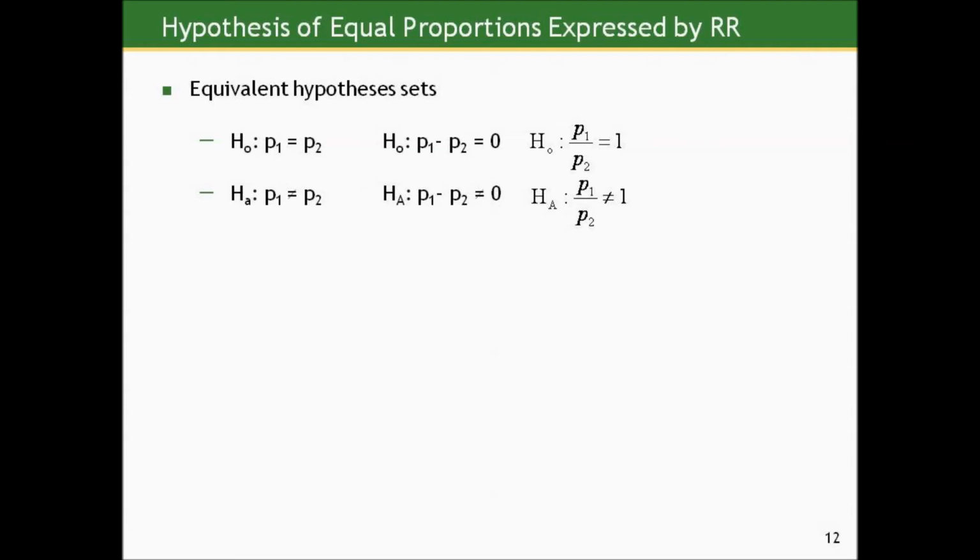Another way to say this null is that the difference, P1 minus P2, is 0. Another way to say the exact same thing is that P1 divided by P2 is 1. Each of these nulls is only true if the others are true and vice versa. They're all the same statement, the same hypothesis, quantified in different ways. So testing whether or not the proportions are equal is equivalent to testing whether the risk difference is 0, which is equivalent to testing that the relative risk is 1.